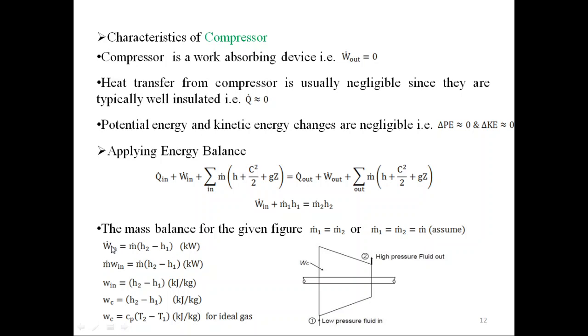If you replace this W dot in with m dot small w in, this m dot is common on both sides, it will be cancelled out. You will get small w in equal to h2 minus h1 in kilojoule per kg. So in means it is for compressor, wC. So you get wC equal to h2 minus h1, and the units are kilojoule per kg. We can replace this h2 minus h1 with Cp (T2 minus T1), and this is valid only for ideal gas. For other than ideal gas, we always have to write this equation h2 minus h1.